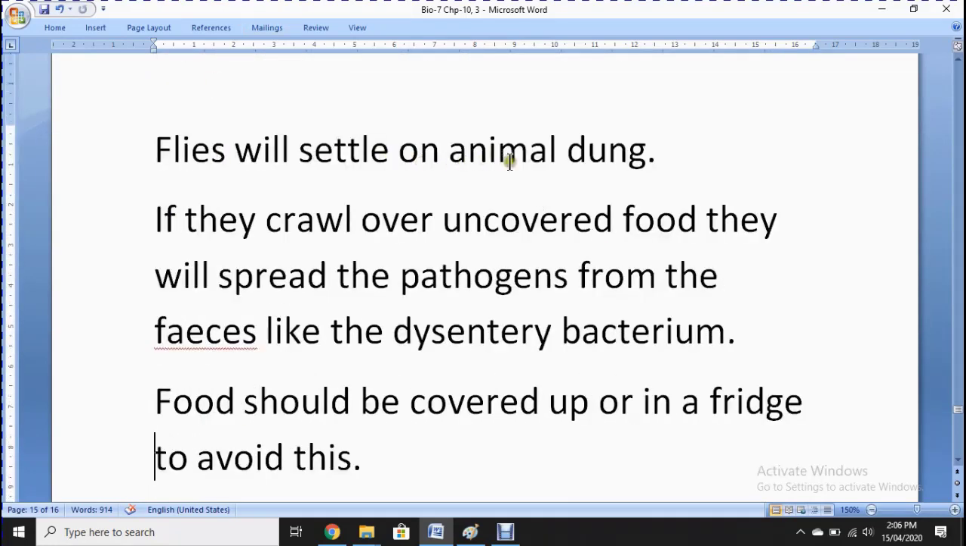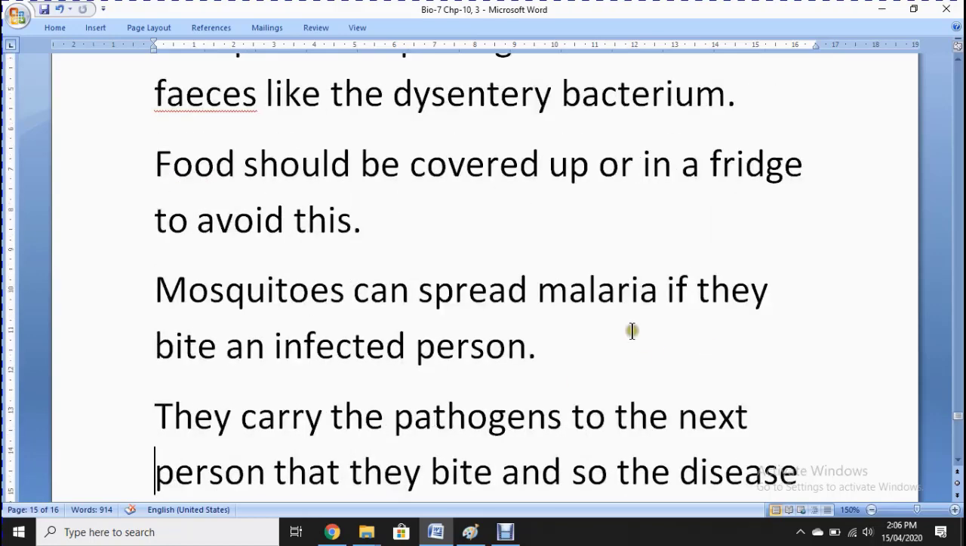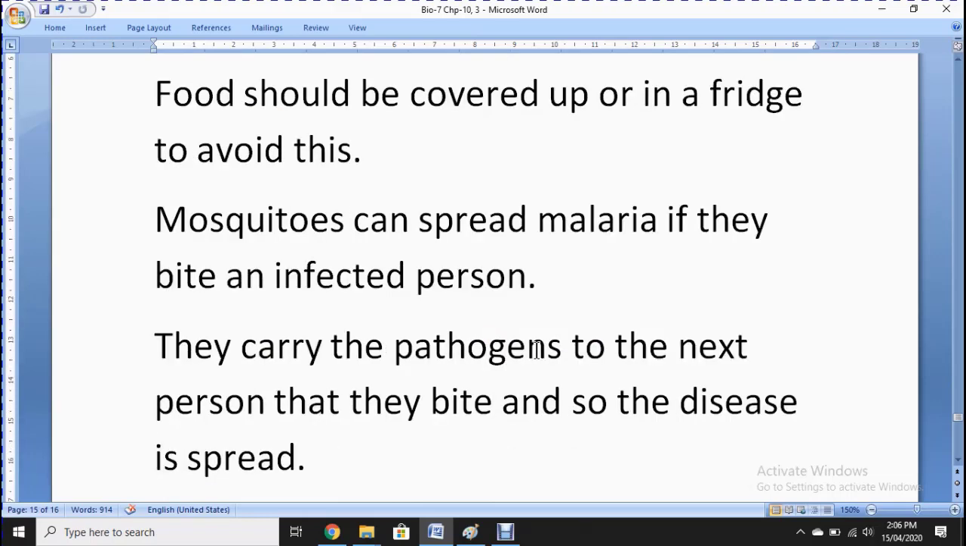Flies will settle on animal dung. If they crawl over uncovered food, they will spread the pathogens from the feces, like the dysentery bacterium. So food should be covered up or kept in a fridge to avoid this. Mosquitoes can spread malaria if they bite an infected person. It means the infected person's blood also has the pathogen in it. So when the mosquito bites, it takes up the pathogen. They carry the pathogen to the next person that they bite, and so the disease spreads.